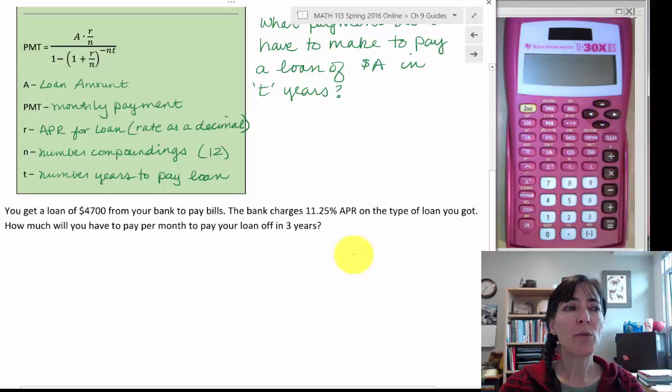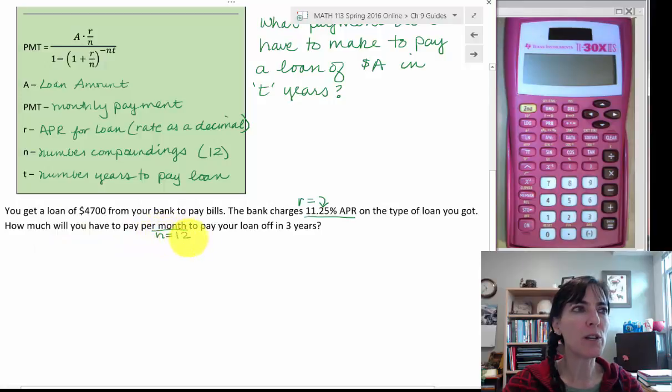You get a loan of $4,700 from your bank to pay bills. So you decided to do that instead of using your credit card. And the bank is giving you a signature loan, which has kind of a high-ish rate, but it's as good or better than most credit cards. So this will be your rate, 11.25%. And how much will you have to pay per month?